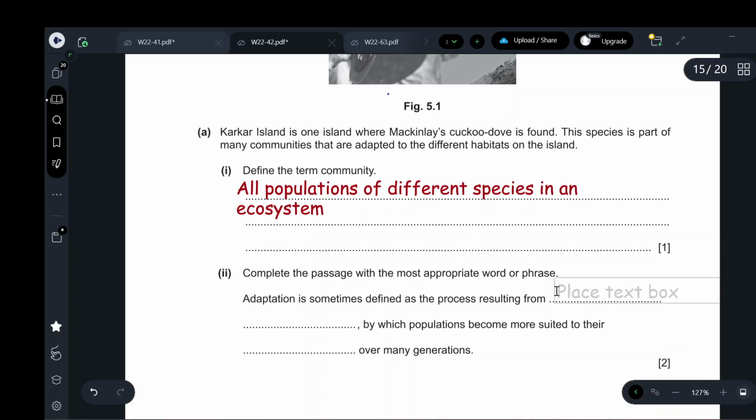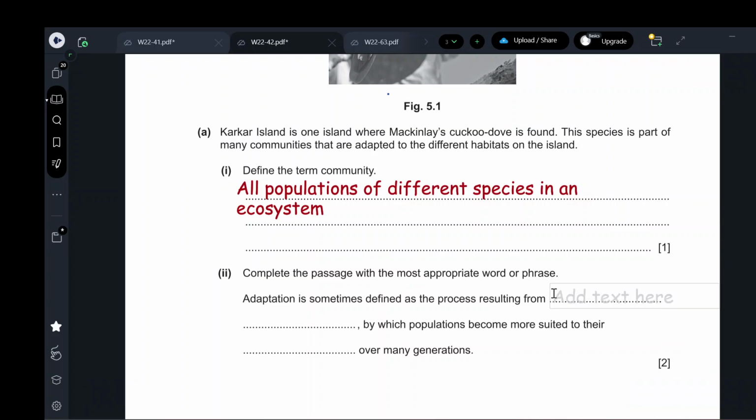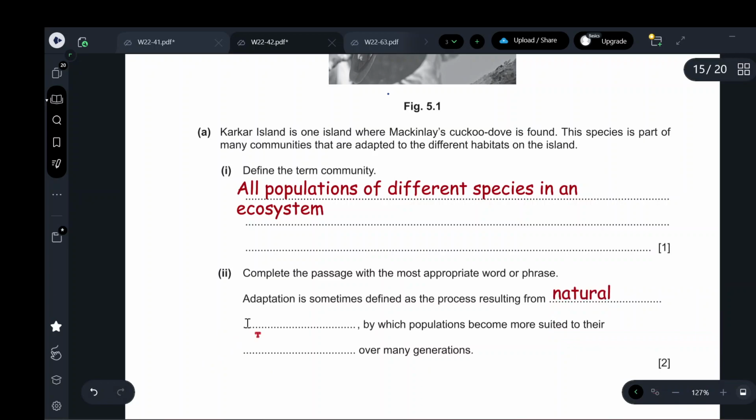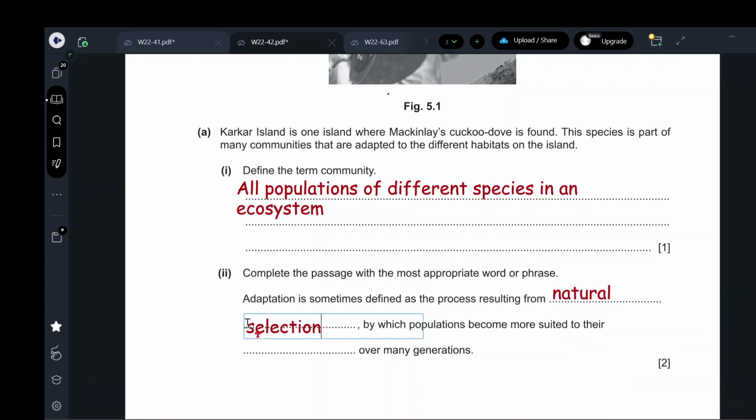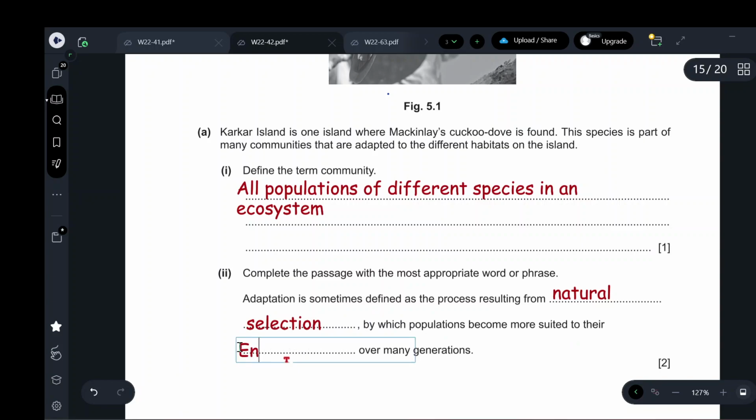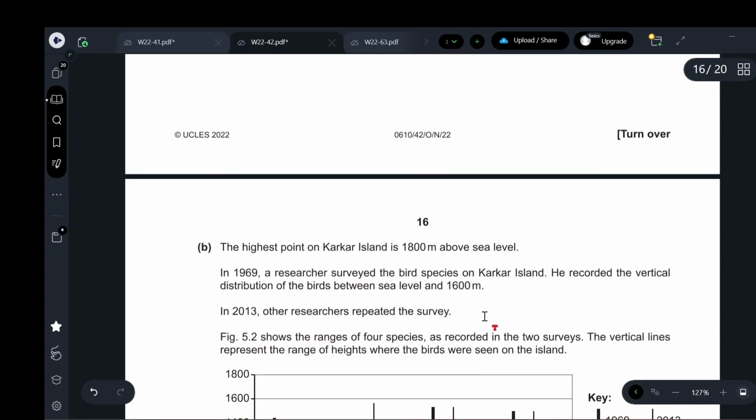Adaptation is defined as the process resulting from natural selection. What does this mean? Natural selection occurs where it chooses the best features for the organisms to be adapted to their environment, by which the population becomes more suited to their environment over many generations.